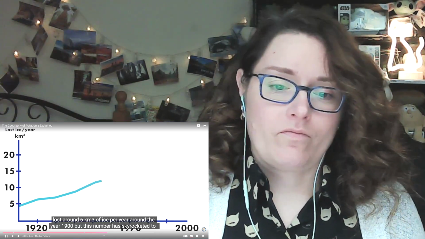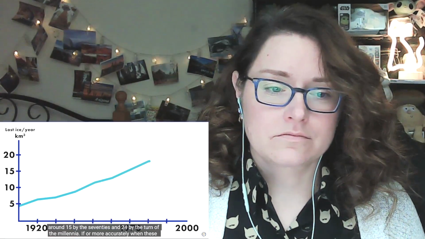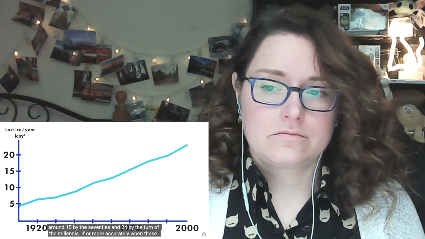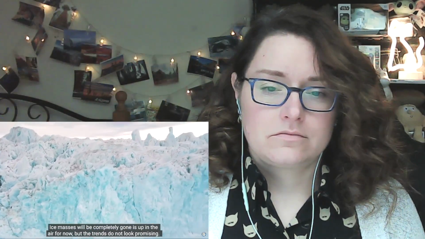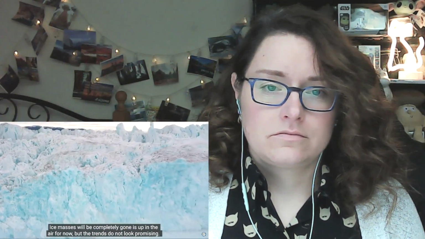100. But this number has skyrocketed to around 15 by the 70s and 24 by the turn of the millennium. If, or more accurately when, these ice masses will be completely gone is up in the air for now, but the trends do not look promising.